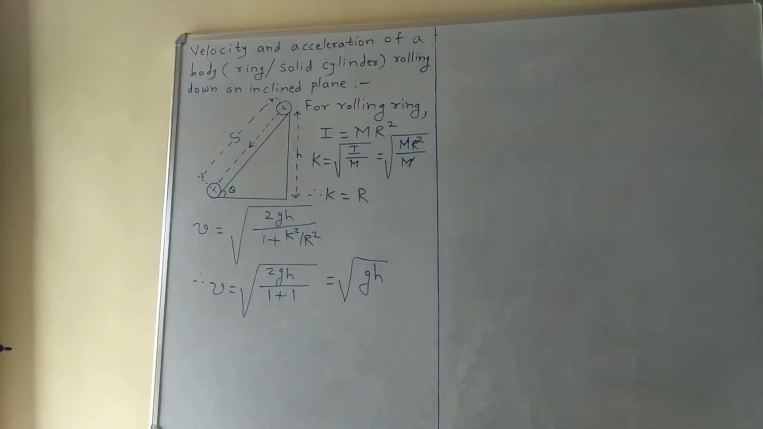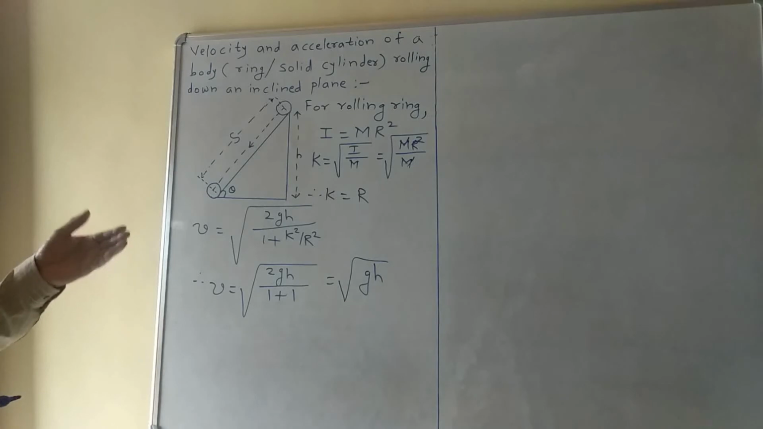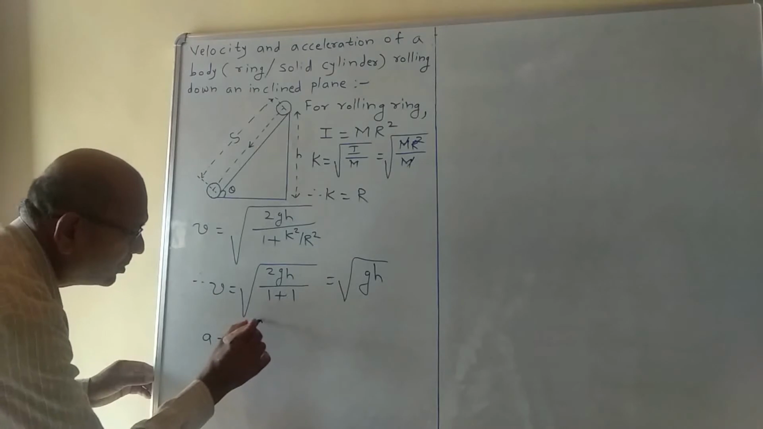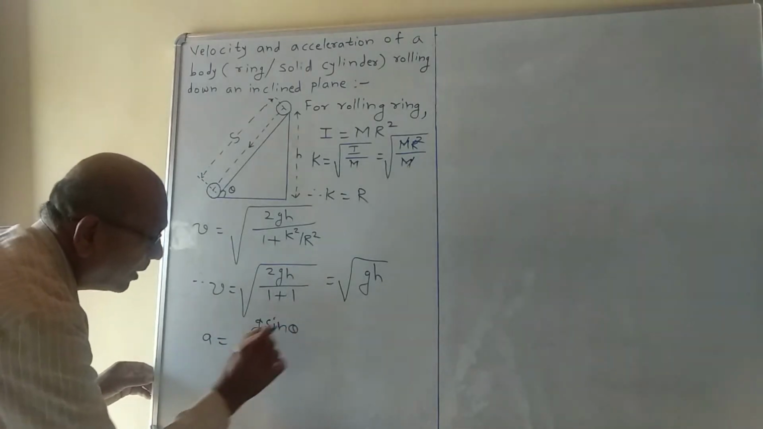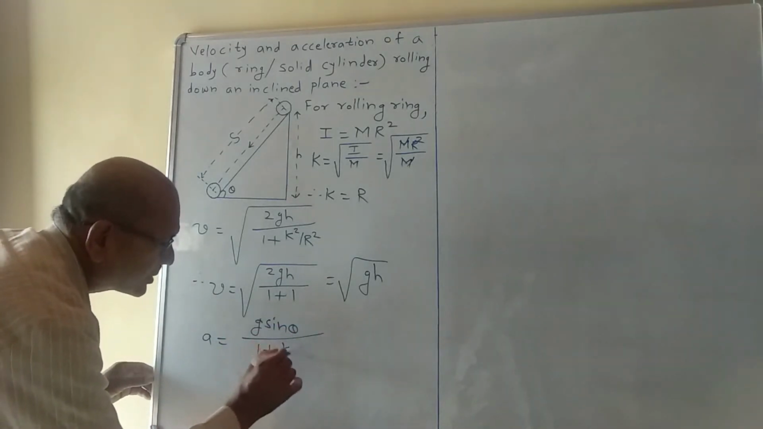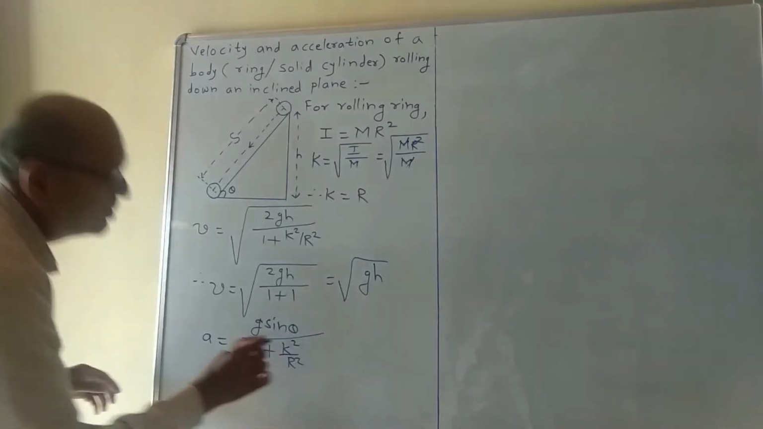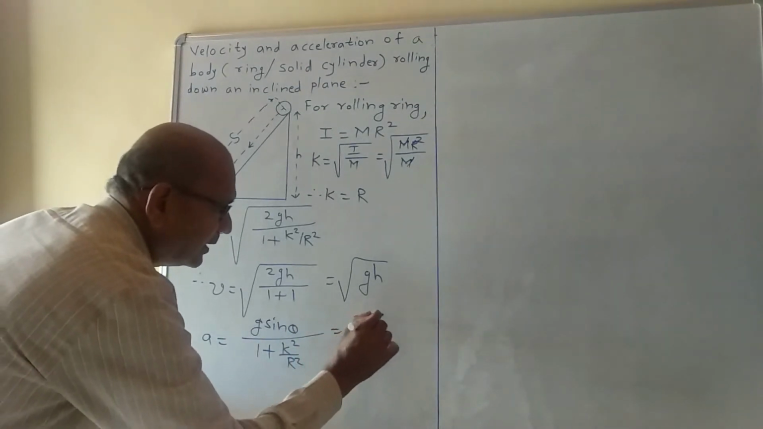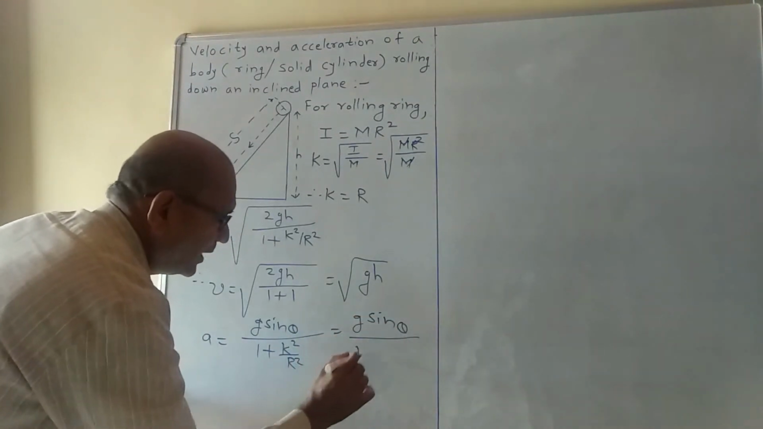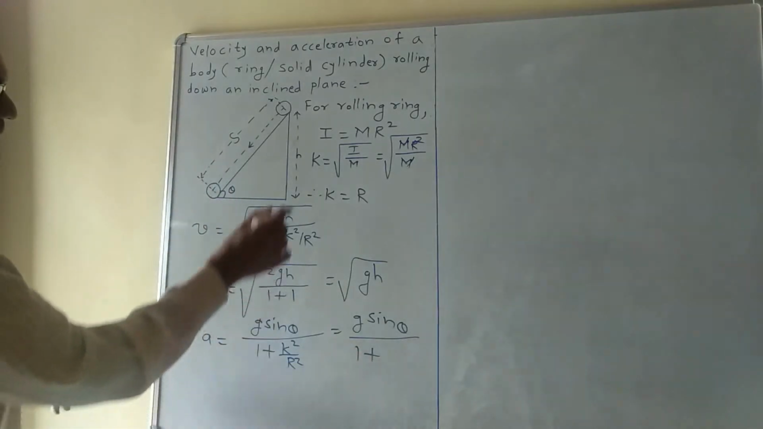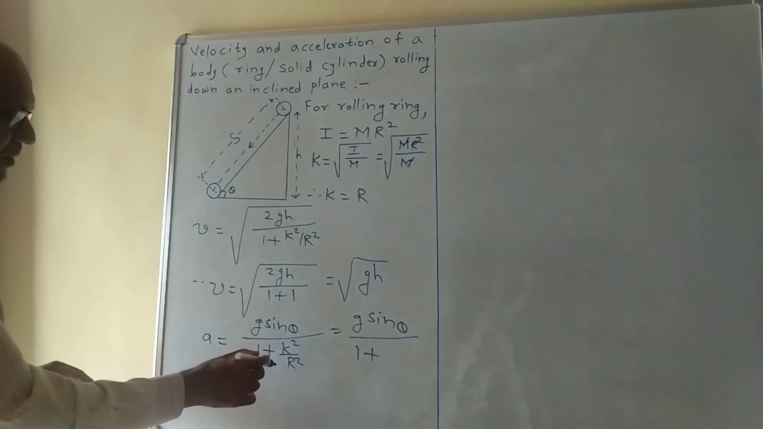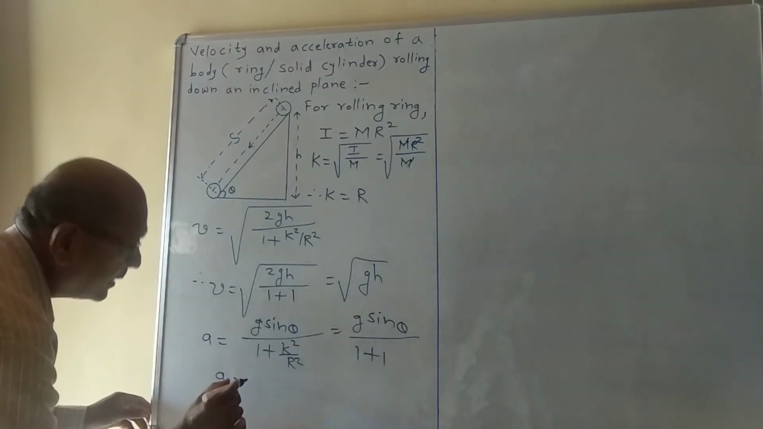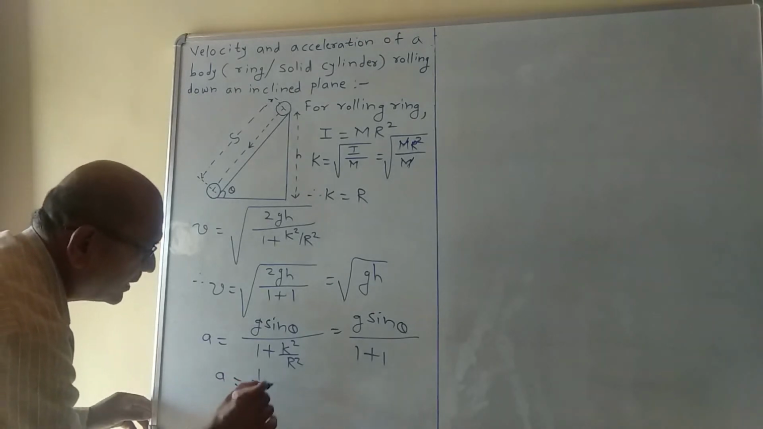Let us see the acceleration related to the rolling ring. It is given as acceleration a equals g sin theta upon 1 plus k square upon r square. Substitute the value of k as r. We get g sin theta upon 1 plus r square upon r square, it is 1, and thus acceleration a is equal to 1/2 g sin theta.